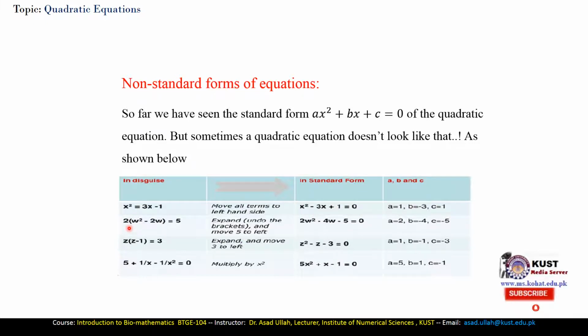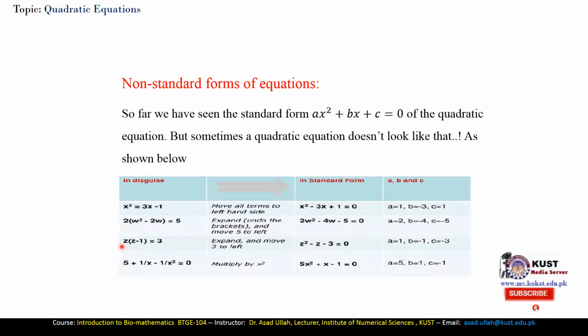Similarly, here 2 times (w² - 2w) = 5. To convert this equation to the standard form, first we multiply 2 with w² and then 2 with -2w, and then add -5 on both sides. We get 2w² - 4w - 5 = 0. This is the standard form of the given quadratic equation.